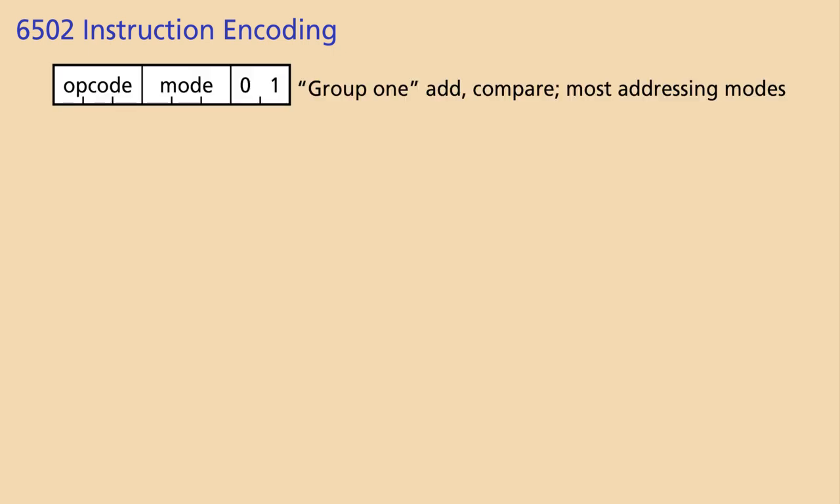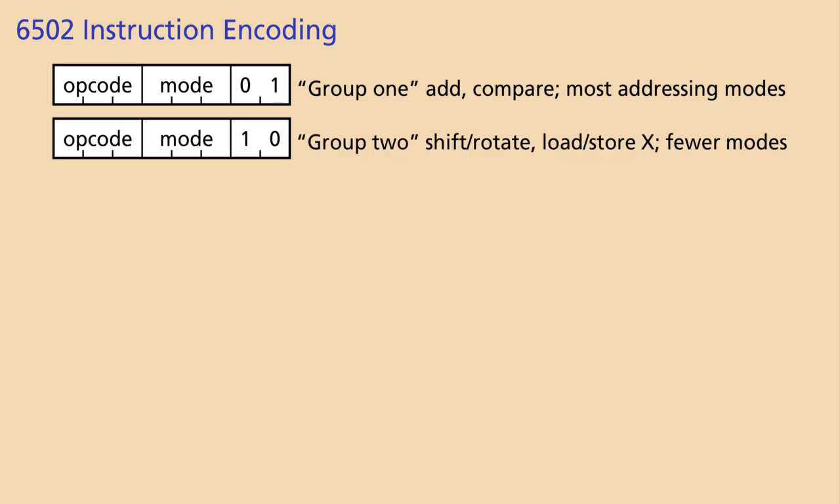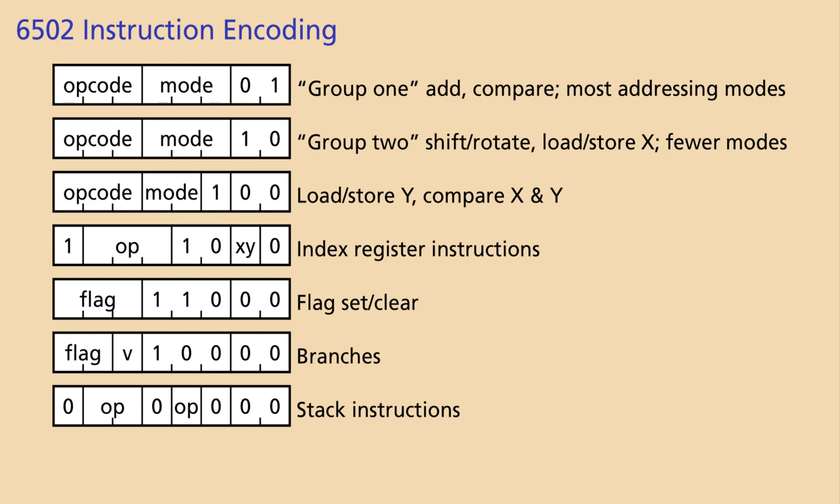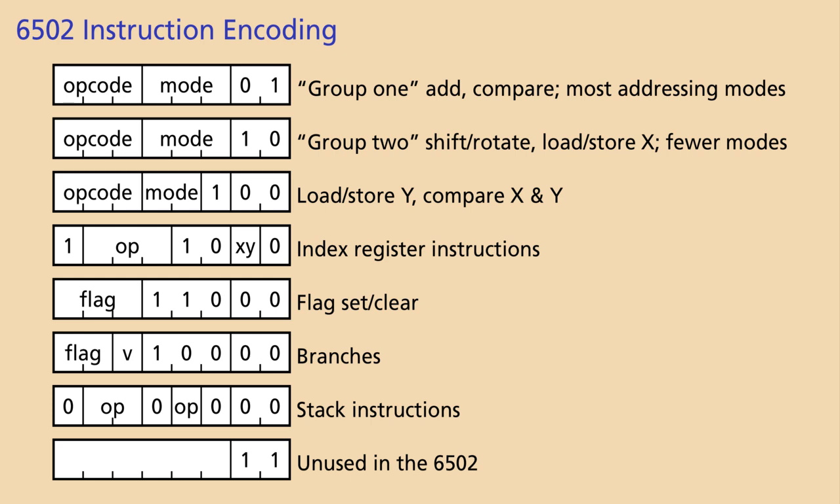Group 1 instructions include the familiar add, subtract, compare, and logical operations with a fairly orthogonal set of addressing modes. Group 2 instructions include shift and rotate, as well as instructions that load and store the X register. These provide fewer addressing modes than those in Group 1. The opcodes ending in 00 are more of a mess. There are at least 5 subgroups, including more index register instructions, flag control instructions, conditional branches, and stack instructions. Finally, the original 6502 didn't have any valid instructions that ended in 11.